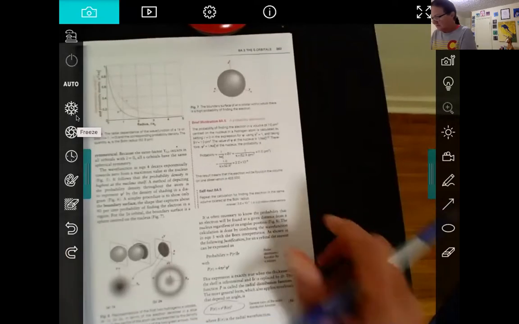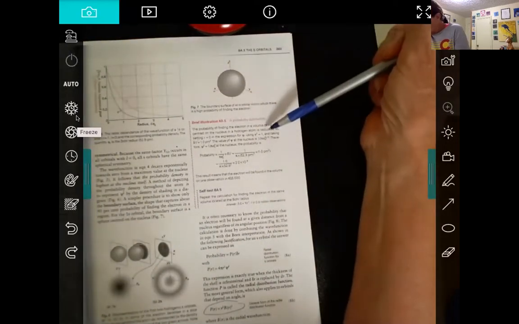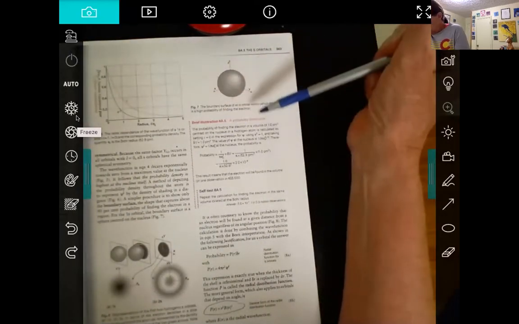We're going to use the wave function for hydrogen to solve self-test 8A.5 on page 363. So we have to look at the illustration first. The illustration says the probability of finding the electron in a volume of 1 picometer cubed centered on the nucleus in a hydrogen atom is calculated by setting r equals 0, because that's the location, in the expression for the wave function. And then we'll solve that and then take the volume.